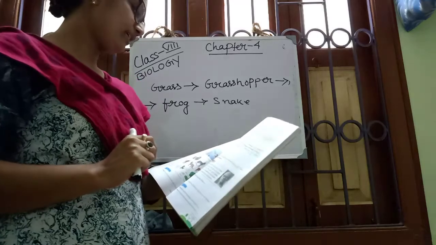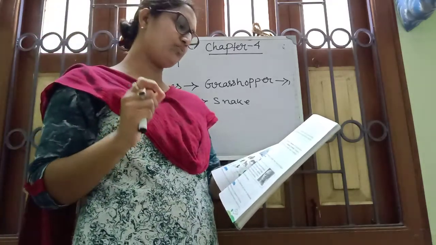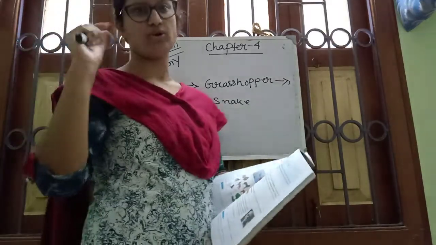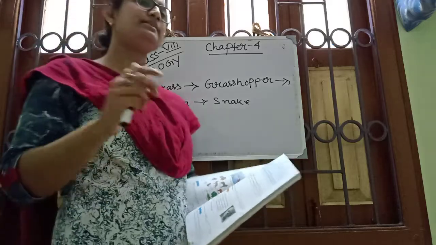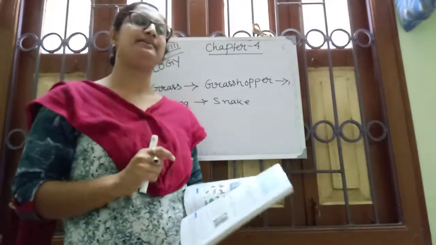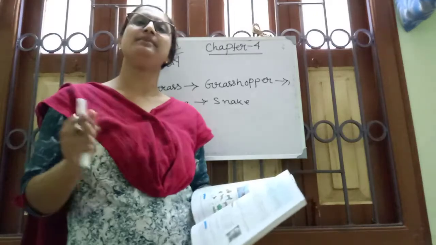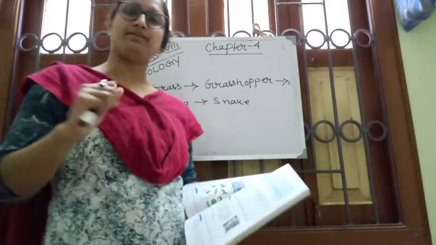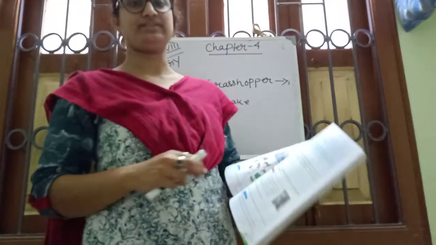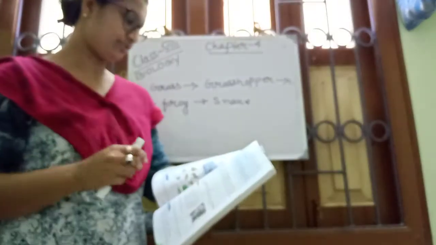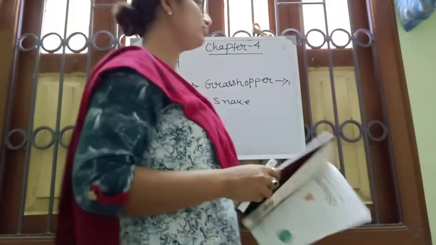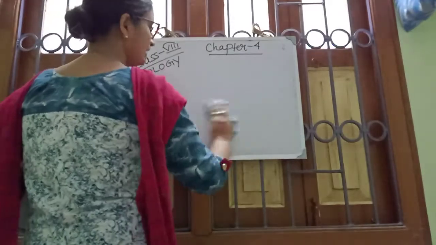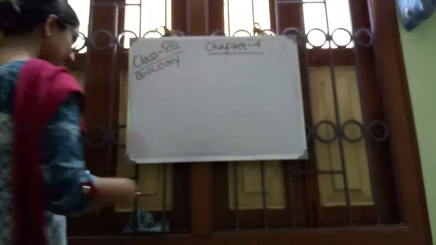In an aquatic food chain, the weeds in the water are eaten by small fish. Weeds means small plants. The small fish are eaten by big fish, or the fish are eaten by humans also, and other animals too. All these things are called the aquatic food chain. But the terrestrial food chain is different.